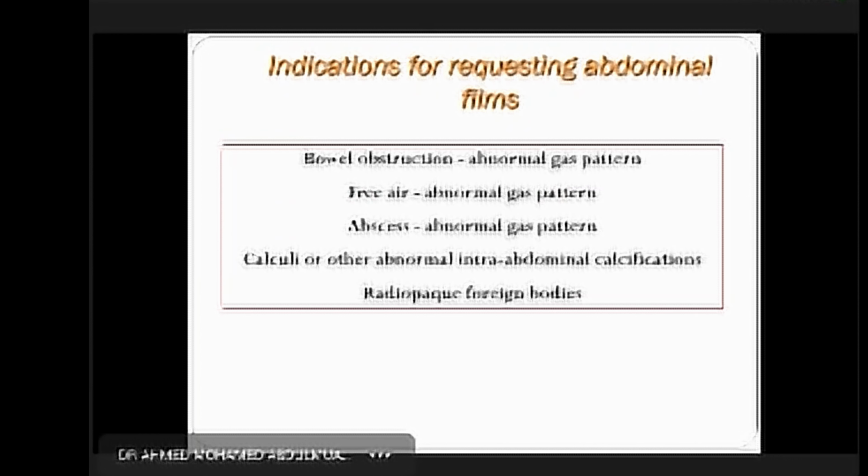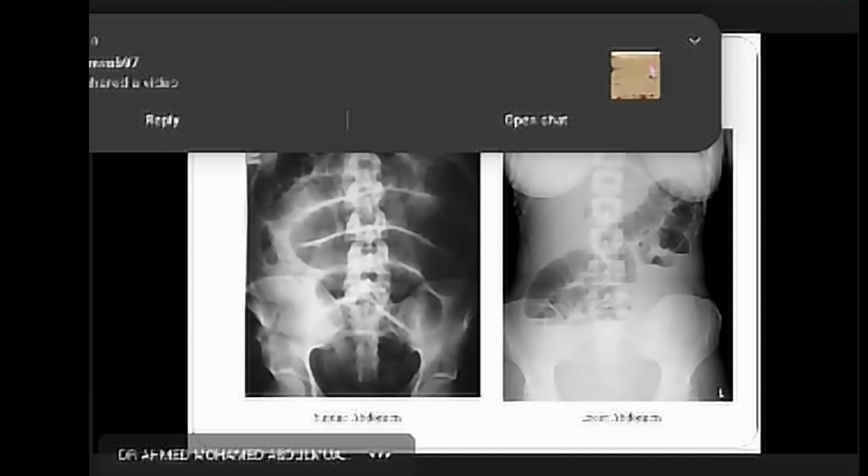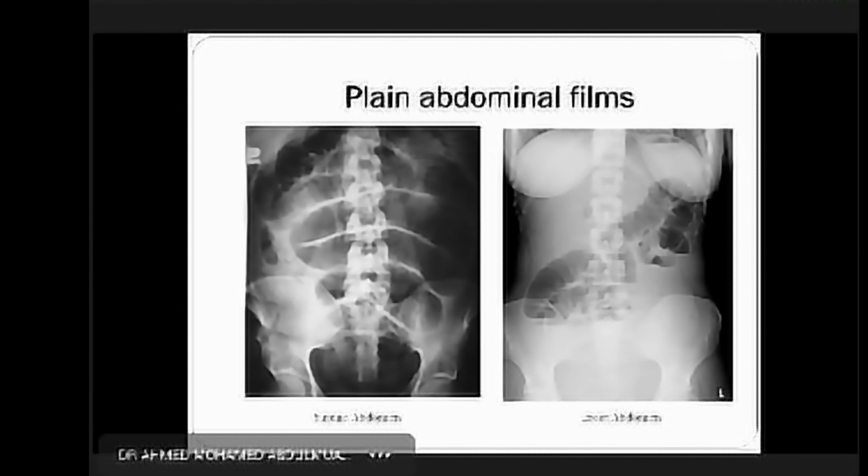Then this is the most common indication for abdominal radiograph. There are so many indications: to look for bowel obstruction, where you show abnormal gas distribution, and free air in case of pneumoperitoneum. We also look for abscess, abnormal gas pattern, calculi, abnormal intra-abdominal calcification, and any foreign bodies, and other indications. Whenever I have an abdominal radiograph, I have to know what type of radiograph it is. Is it supine or erect? Normally you come with supine all the time.